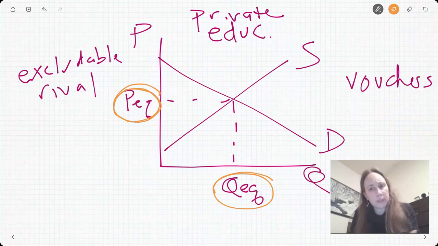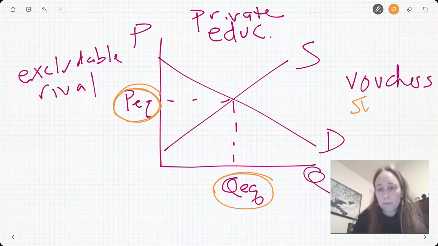Now I know tuition varies at all sorts of different private schools, which charge different tuitions, but here we're making the assumption, as we often do, that we're talking about a market for relatively homogeneous goods, right? That private education is roughly the same no matter where you go, and there's sort of this average price that gets charged, okay? So now let's add vouchers and see what happens. So the vouchers are a subsidy.